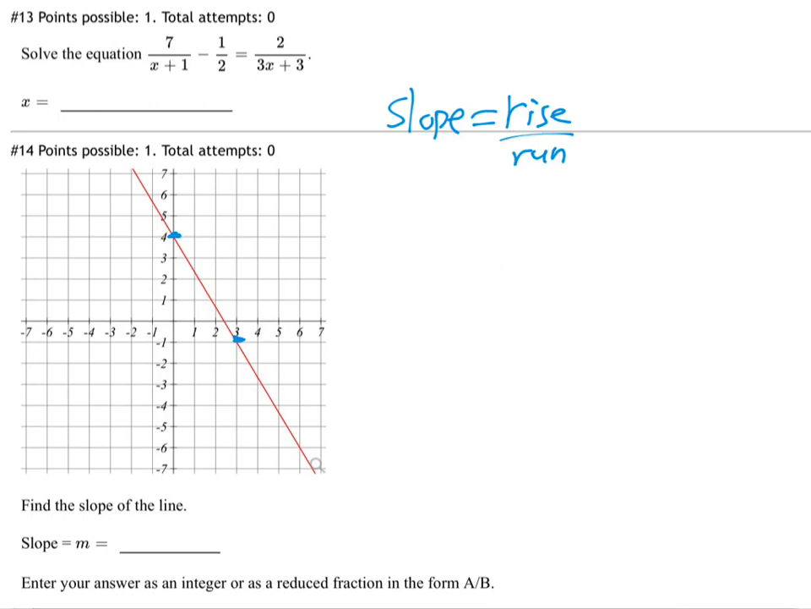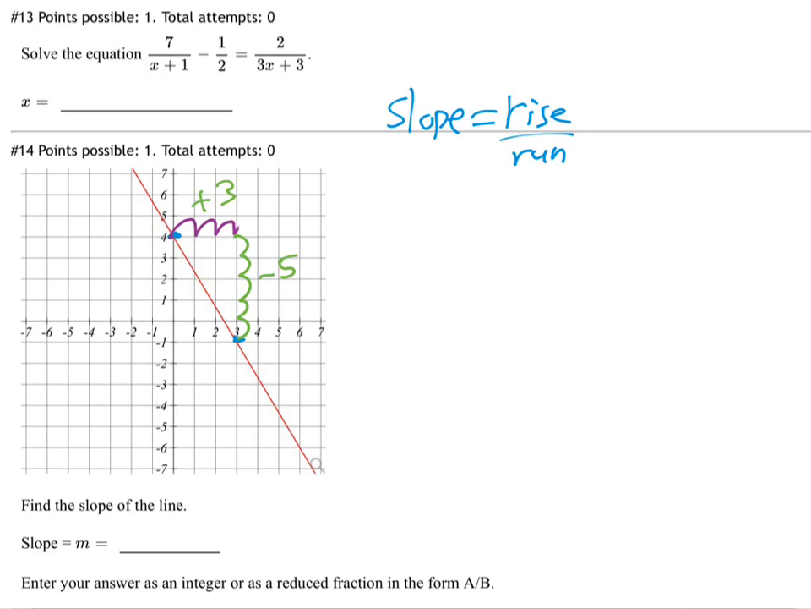What am I talking about? Well, I just mean how do you go from one to the other? It doesn't matter which one you start with. It'll work either way. Let me show you. You could go over 1, 2, 3. Over 3. And down 1, 2, 3, 4, 5. So over 3, down 5. That takes you from one point to the other.